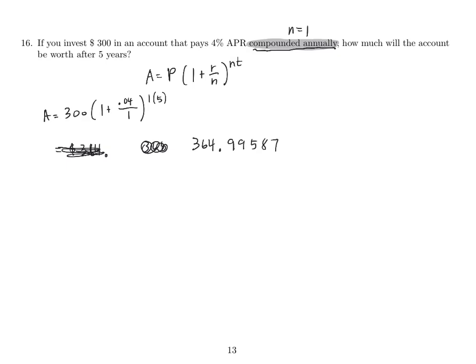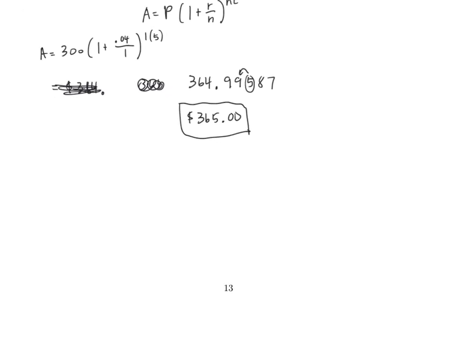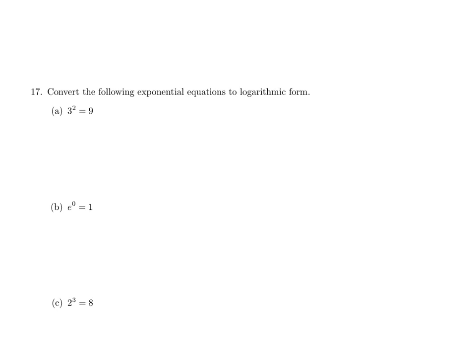364.99587. So this 5 is going to round this up. So this should be $365 exactly. Okay? So I know the key had $364.99, but it really should be $365. Okay.